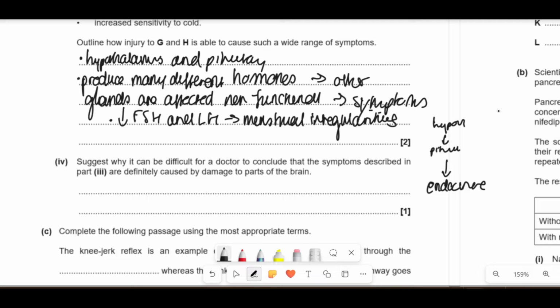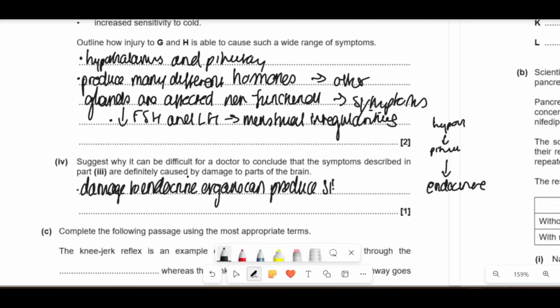So that's the issue, is that you could damage, for example, your thyroid, and then you don't know, without doing some tests, whether the thyroid is the problem or one of these. So that's what it is, that damage to endocrine organs can produce similar symptoms. That being said, though, we have ways of testing it.